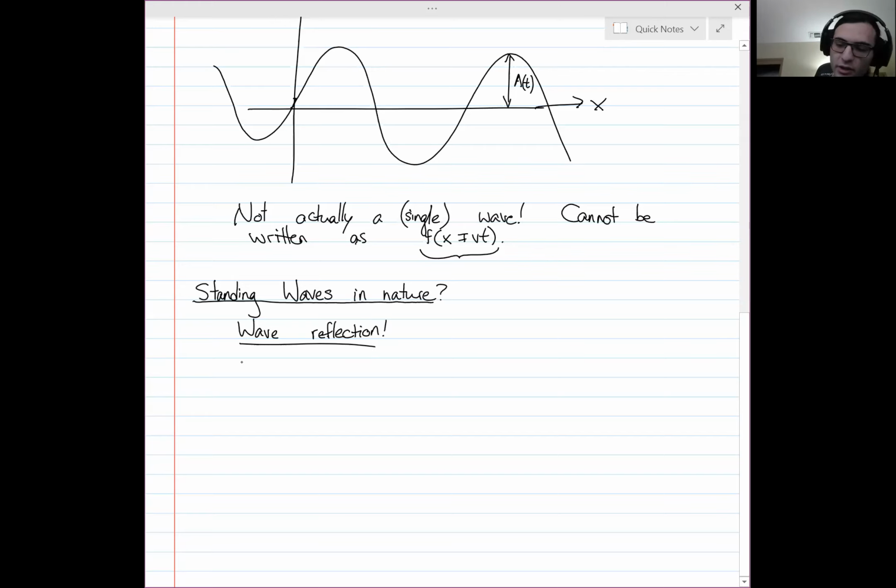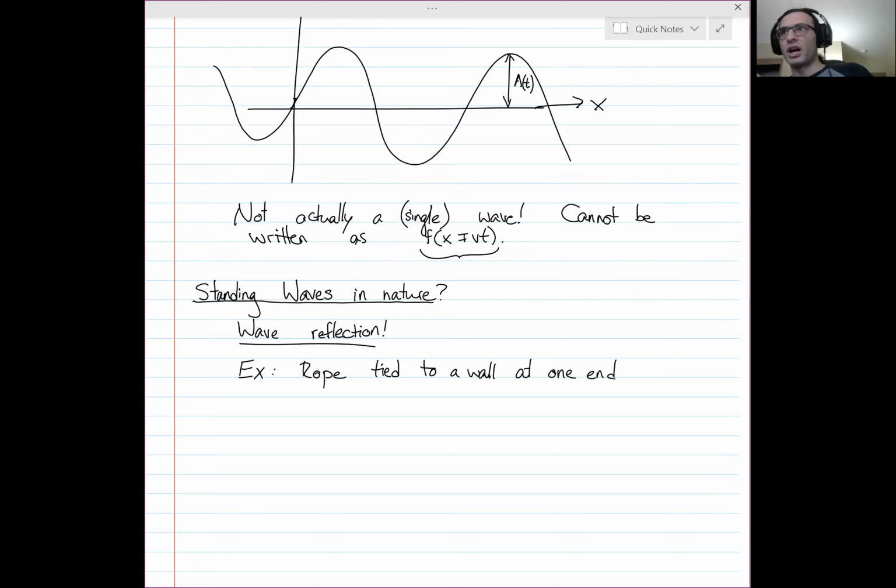So let's look at an example. We have a rope that is tied to a wall at one end. So imagine you're holding one end of a rope and you're wiggling it up and down. And the other end of the rope is tied to a wall or something. So obviously you're sending waves down one direction, right? But what happens once it hits the wall? Does it just stop? Well, no. In fact, the wave reflects off of the wall. And so let me show you a GIF of this.